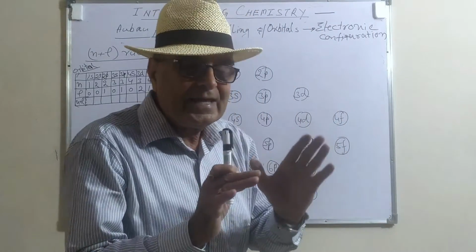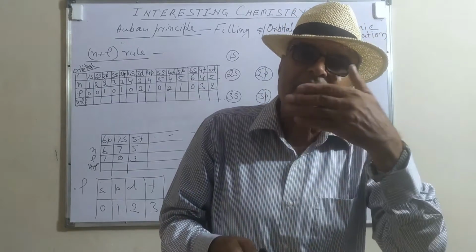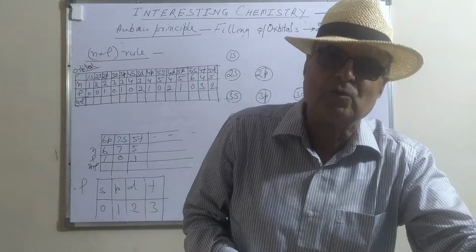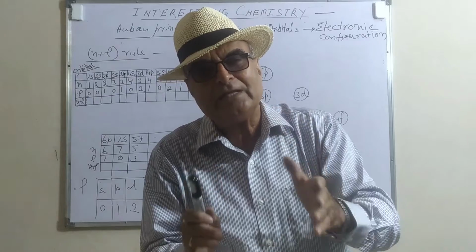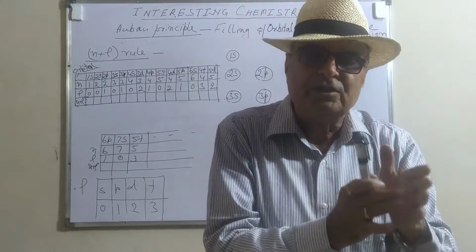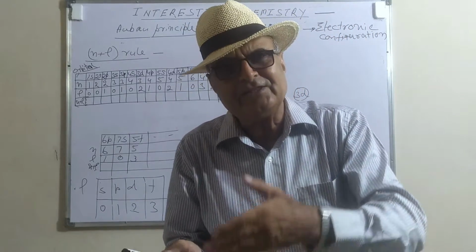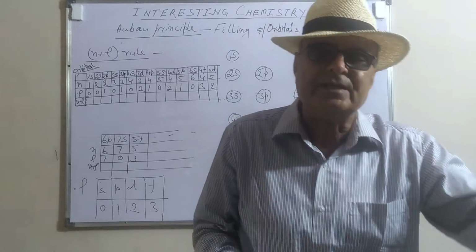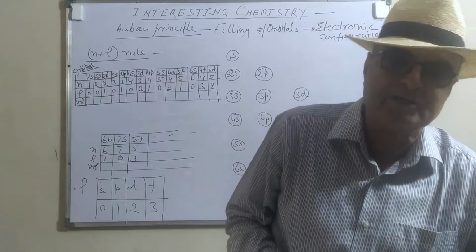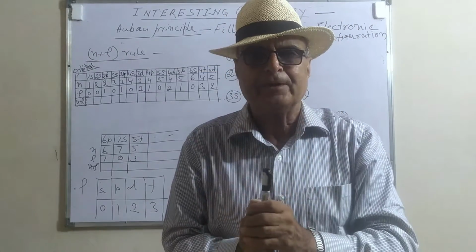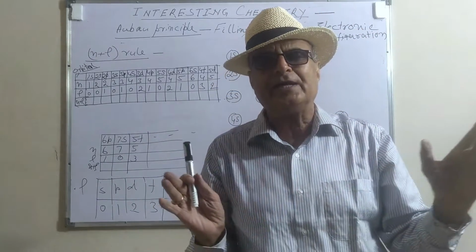So here, as the N plus L value increases, the energy of that subcell also increases. If the N plus L value is lower, then the subcell is also low in energy. Higher the N plus L value, higher the energy; lower the N plus L value of an orbital, lower its energy. This is the first part of the N plus L rule. Now the second part of the N plus L rule.